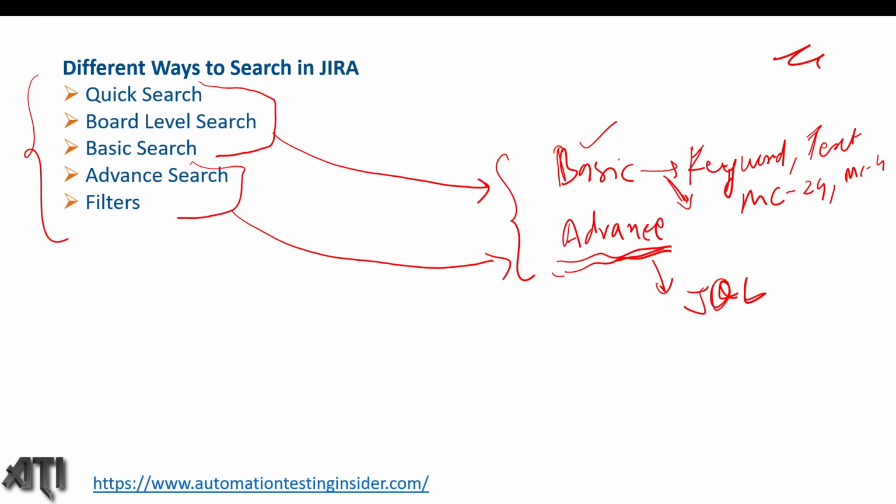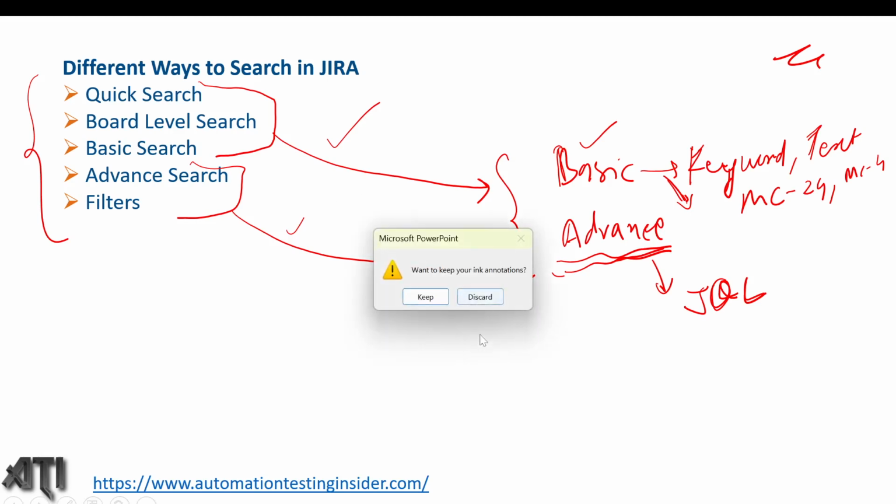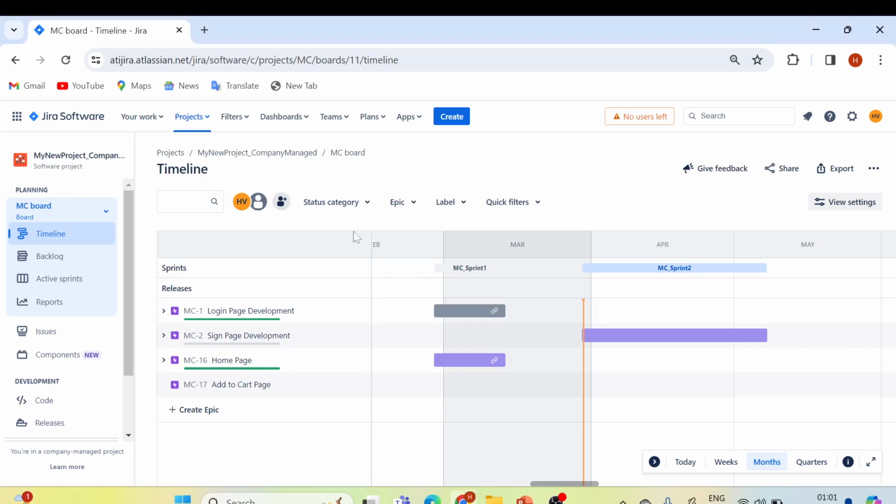As part of this video, I'm going to discuss the basic part today, and the other one we'll talk about in the next video: how we are going to use JQL and how to create different filters using JQL as well. So let's talk about how we can do quick search, board level search and basic search using basic level search in Jira. Let me take you to the Jira account where we'll talk about it.